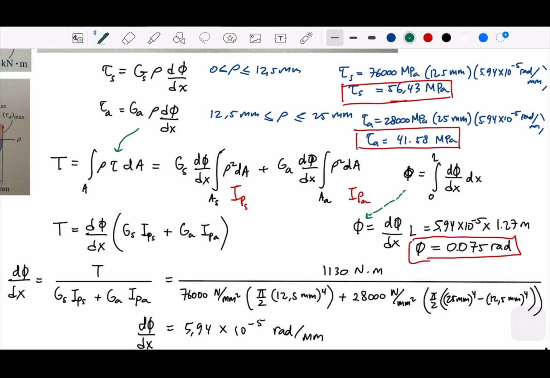And practically to find the twist, the total twist, we are going to integrate this twist rate with respect to x. And because the twist rate itself is constant, we are just taking the integration of dx, which is this L, or we can say x, and then substitute with L. So we have the twist rate multiplied by L.